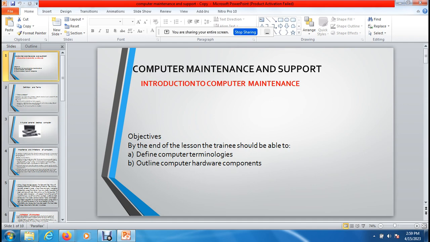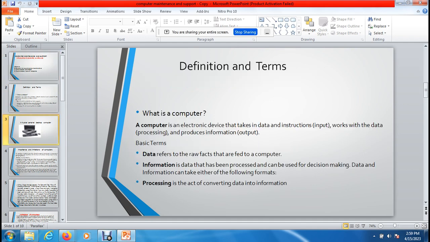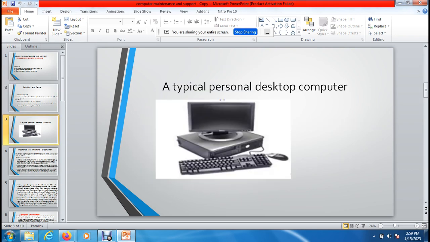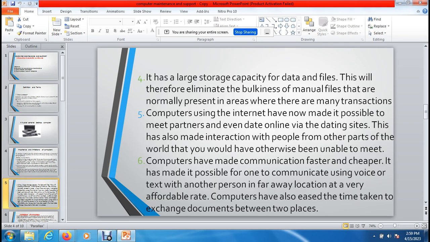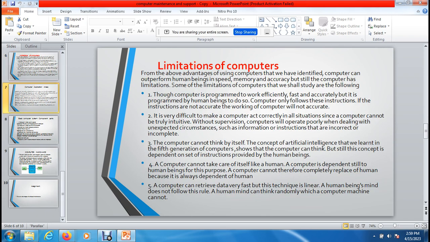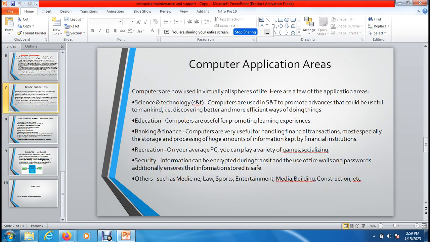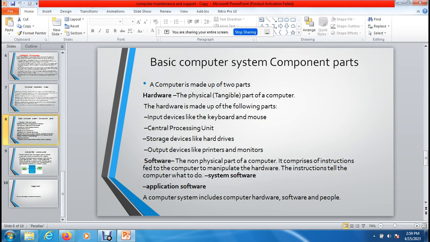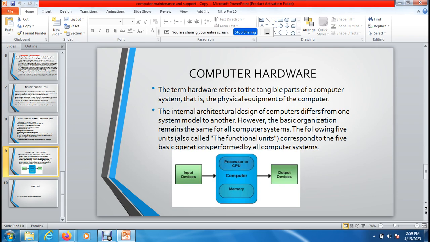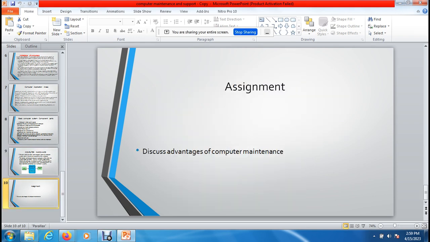So far you have learned the computer terminologies, advantages of computers, disadvantages or limitations. We have computer application areas and computer hardware.